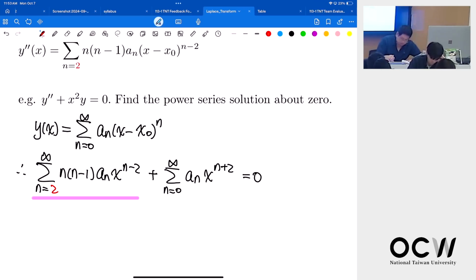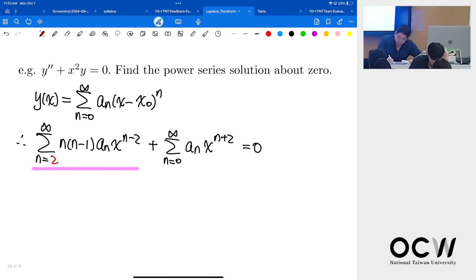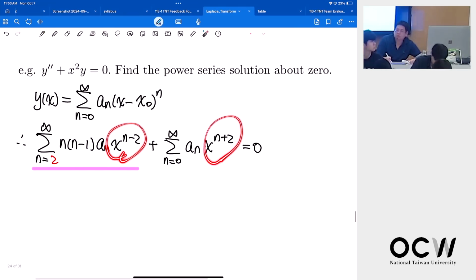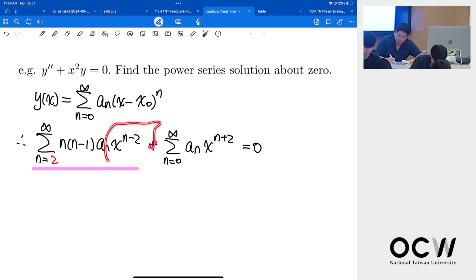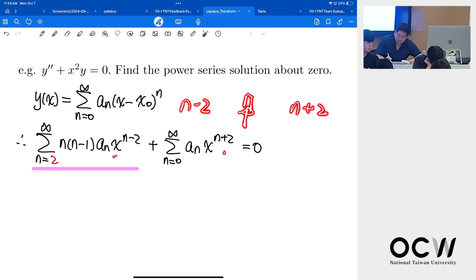we have n minus 2 and n plus 2. So it's better that we choose the middle of that, we choose the average of that. So here's n minus 2, this is n plus 1. We probably choose x to the n. Okay, we change n minus 2 to x to the n. And n plus 2 becomes x to the n.